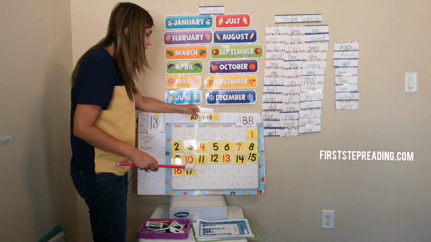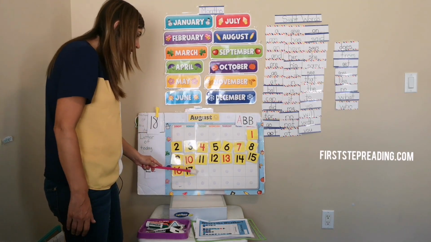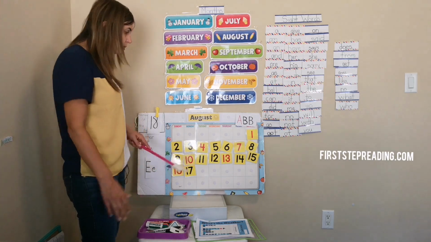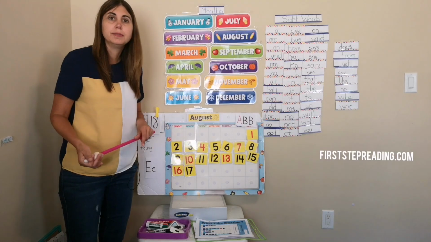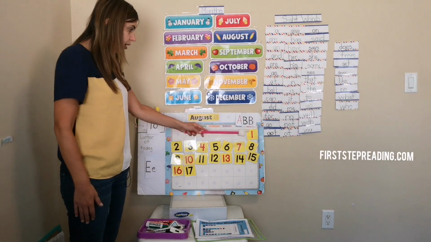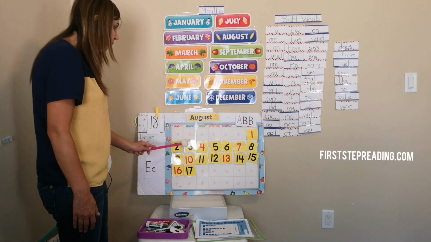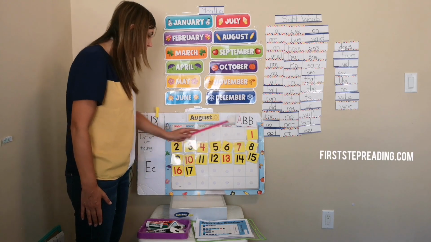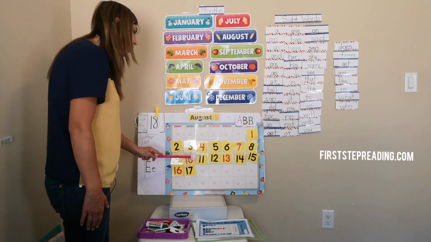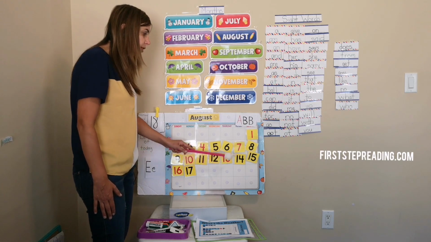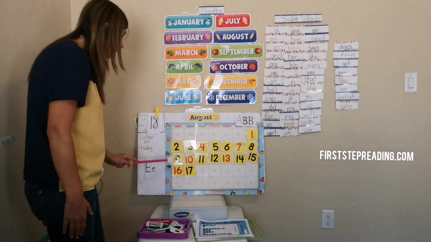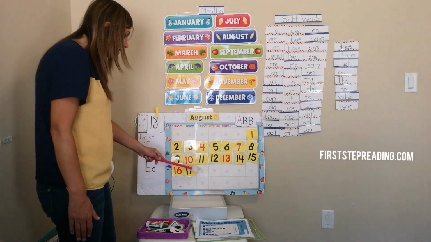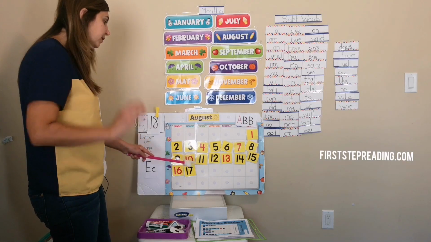So let's figure out what date is after 17. What's a good way to figure out what number is after 17? Let's count. Ready? 1, 2, 3, 4, 5, 6, 7, 8, 9, 10, 11, 12, 13, 14, 15, 16, 17, 18. 18 comes after 17.